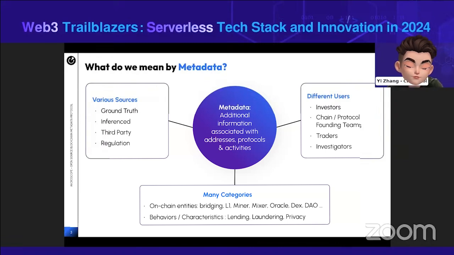Okay, and there are multiple ways of collecting data to create this metadata. We summarize them into four types. The first one is ground truth. For ground truth data, you must have verifiable evidence to back up your assignment of labels. For example, if you claim the address belongs to Binance, you have to actually make a transaction with it. That is considered verifiable evidence.